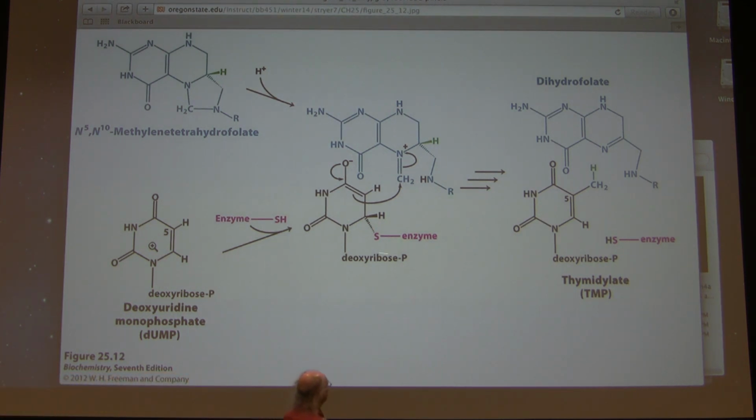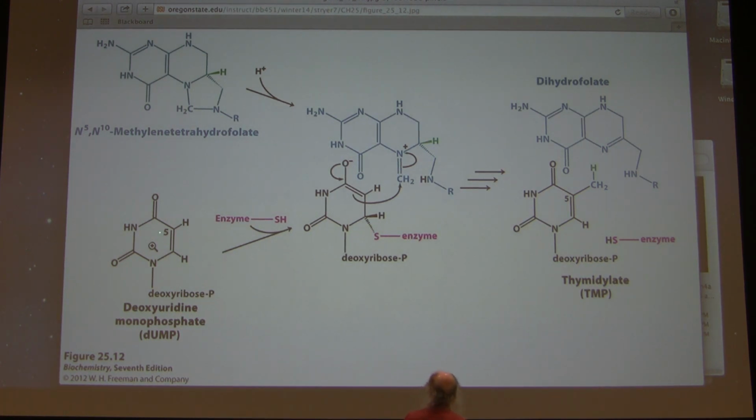DUMP is then converted, so here's DUMP, into DTMP. DTMP is this guy right here with a D in front of it. DUMP is converted to DTMP by an enzyme called thymidylate synthase. And there's a lot of names and a lot of structures here. Thymidylate synthase. What's all this other stuff on here? All right? What's all this other stuff on here?